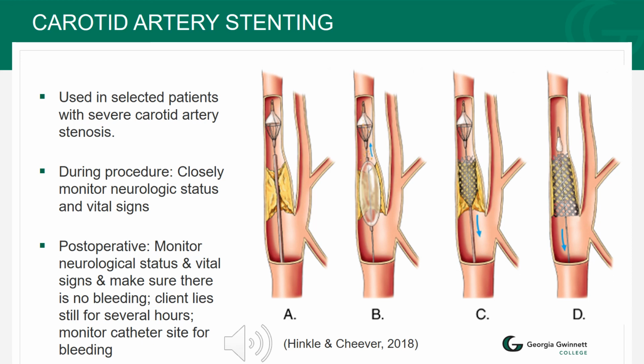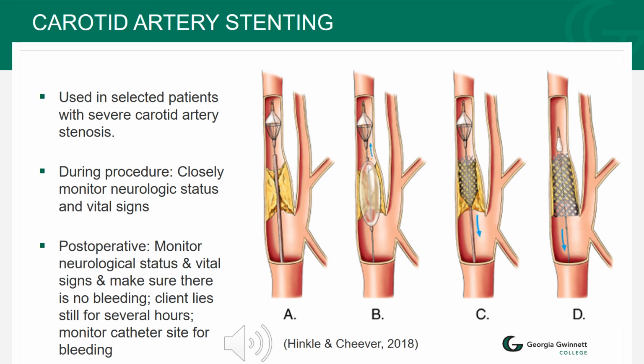So another medical management to prevent stroke is carotid artery stenting. So this is used primarily in selected patients that have severe carotid artery stenosis that may not be candidates for that previous surgery we just spoke about, the CEA. And this carotid artery stenting is a procedure that's done generally in a cath lab or in an interventional radiology lab. They puncture an artery. Usually they'll do the femoral artery in the groin, and they thread a wire up to where the plaque is.